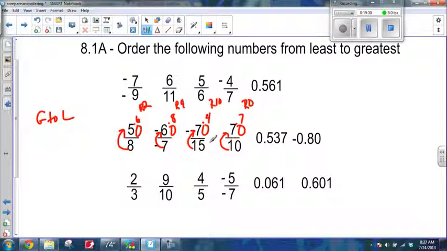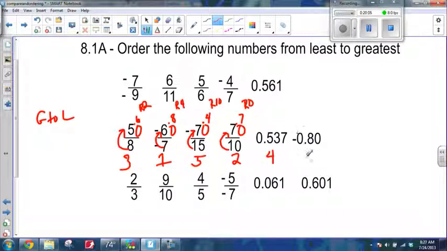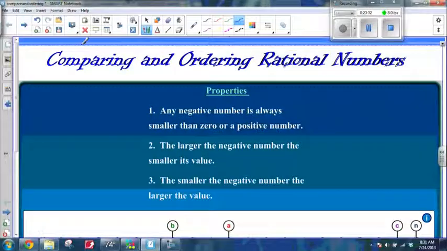So from greatest to least, we're looking for the greatest positive, and the greatest positive number is 8 tenths. So this will be first. Next will be 7 tenths. This will be second. Third will be 6 tenths. And then this is positive, and 5 tenths would be next, 4. Now, this is larger because it's closer to 0. So that's 5, and that's 6. Thank you for watching our video on comparing and ordering rational numbers.